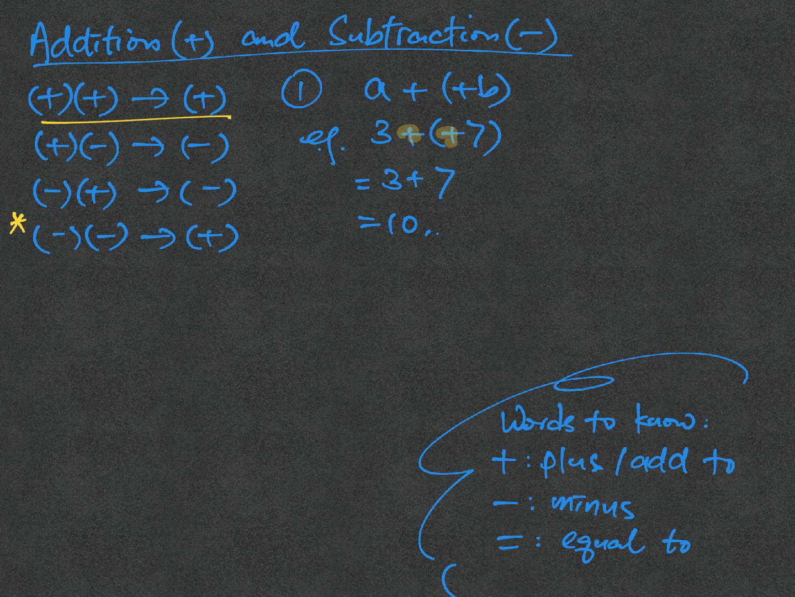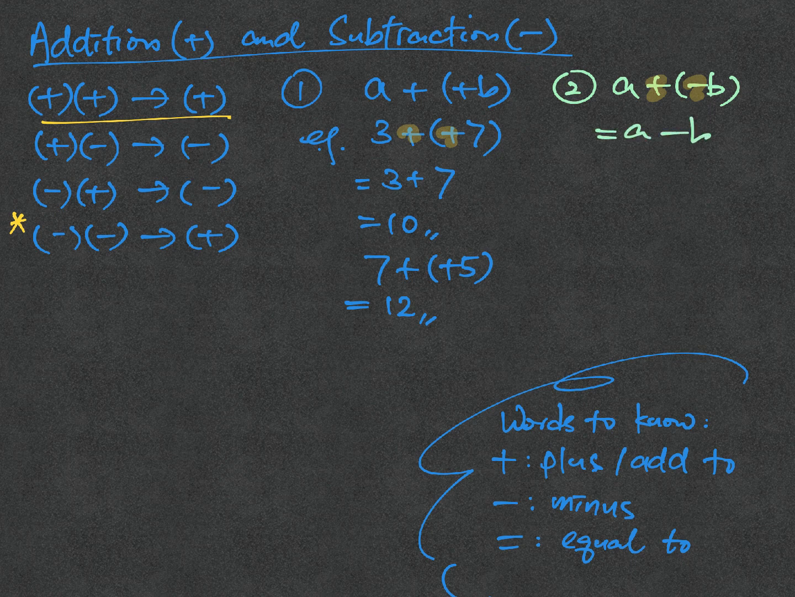So let's start with a very quick question now. How about 7 plus positive 5? Can you answer it in 3 seconds? Well done, it will be 12. Next, we come to the second rule about plus and minus. For example, we have a plus negative b. According to the rule, you now have plus and minus, so it will be equal to a minus b, according to rule number 2.